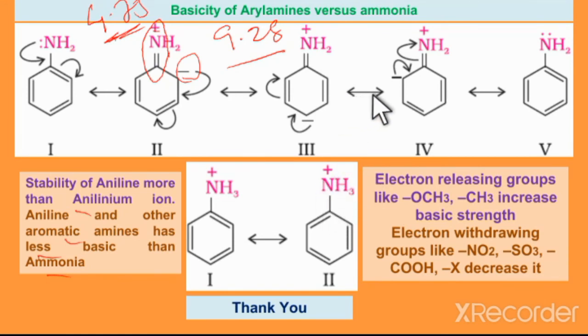If any electron donating or electron withdrawing groups are present on the benzene ring, the basicity varies. If electron releasing groups like methoxy or methyl are present on the benzene ring, they increase the basic strength. Similarly, if electron withdrawing groups like NO2, SO3H, COOH or halides are present, the basic strength of aniline decreases. This is about the basicity of amines. Thank you.